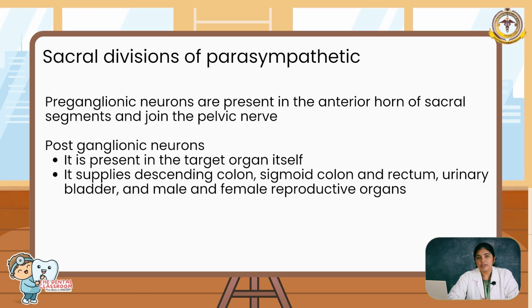Now we are moving on to the sacral divisions of the parasympathetic system. Preganglionic neurons are present in the anterior horn of the sacral segments and join the pelvic nerve. The postganglionic neurons are present near the target organ itself, that is, their axons are going to be very short, so it supplies the descending colon. So till the transverse colon we have the innervation of the cranial divisions of the parasympathetic nerve. Now the sacral divisions supply the descending colon, sigmoid colon, rectum, urinary bladder, and male and female reproductive organs.